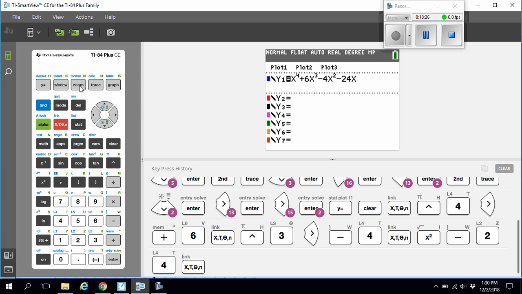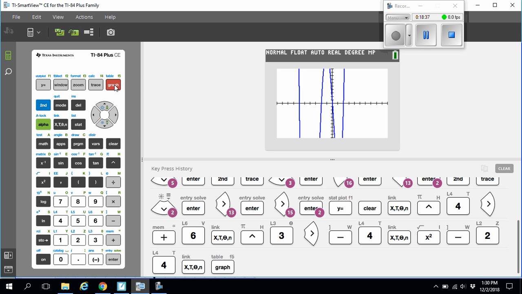We don't need to do the zoom again and go to ZStandard because we are already in the standard window from the last problem. So all we need to do is press the graph key. Okay, here we are. As we can see, we do not see the entire graph. You need to make sure that you can see the entire graph on your graphing calculator. If you do not, that means you need to change the window. To change the window, you go to the window button, right next to the y equals.